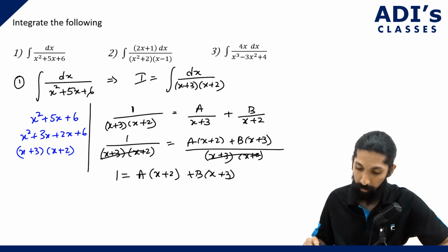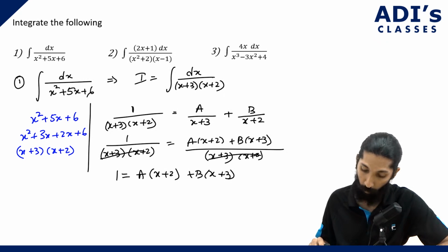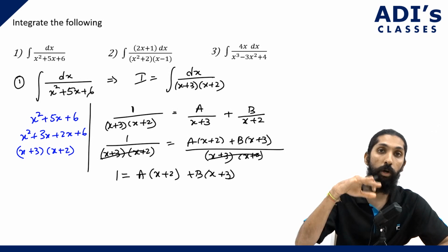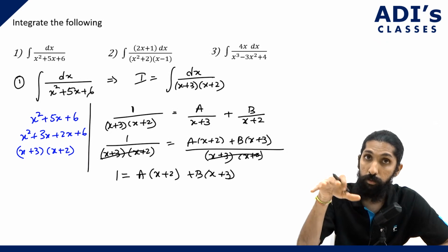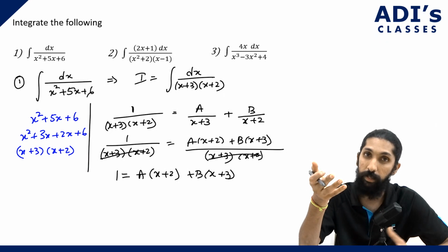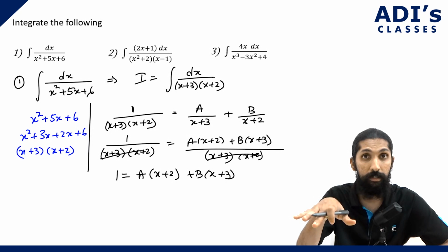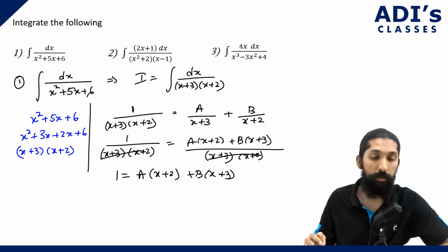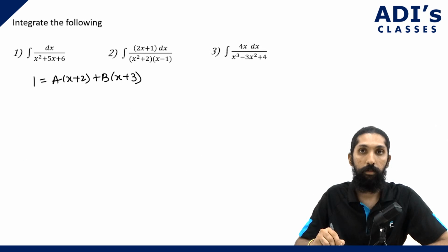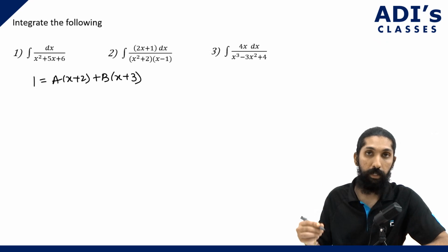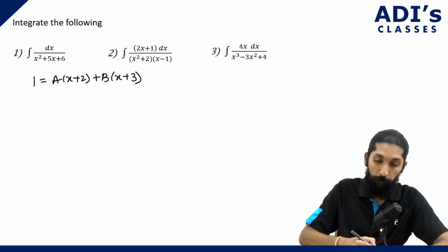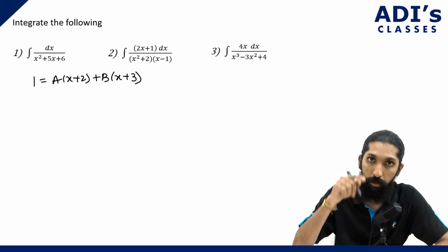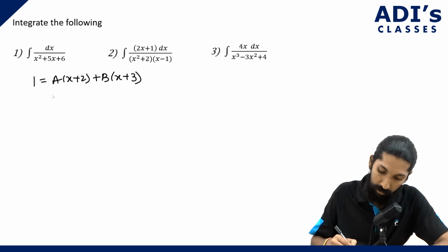That is, look at the equation we have. 1 is equal to A into x plus 2 plus B into x plus 3, right? So for what value of x is x plus 2 zero? Minus 2. Very easy. So for what value of x is x plus 3 zero? Minus 3. We are going to use the same logic here. Understood? Now what do we have? We have this particular equation, right? Now for what value of x is x plus 2 zero? At x is equal to negative 2. That means put x as minus 2.